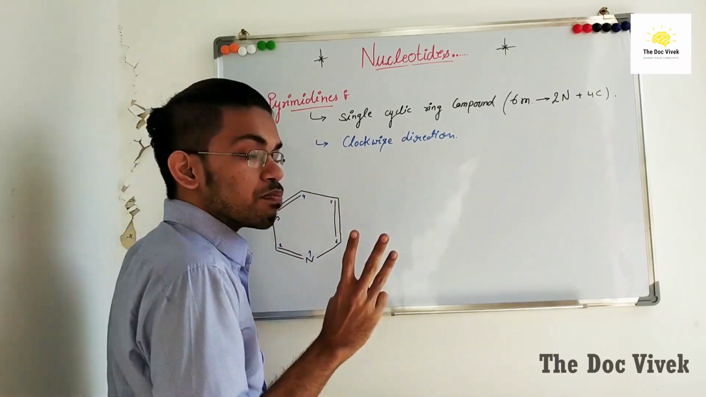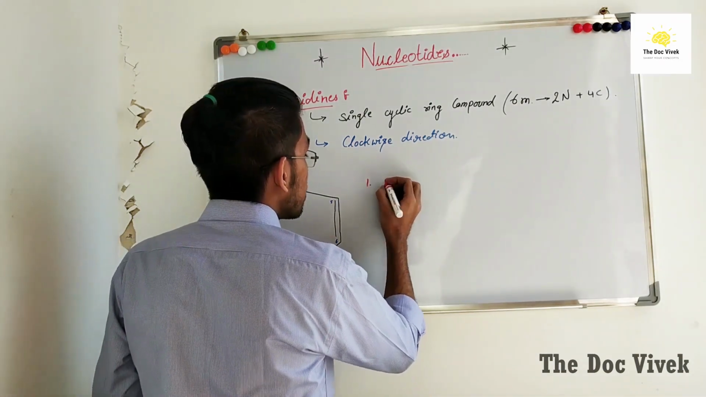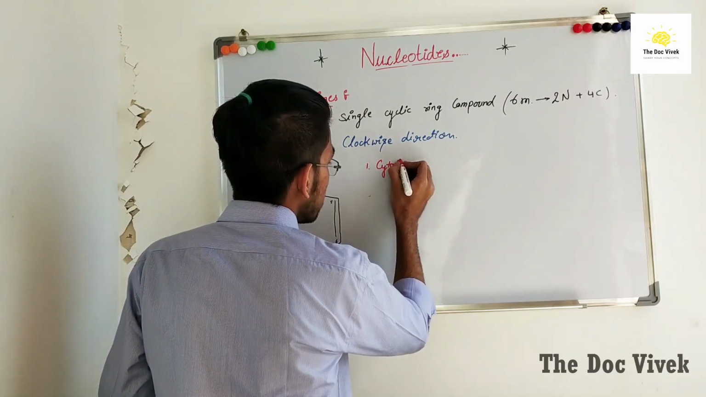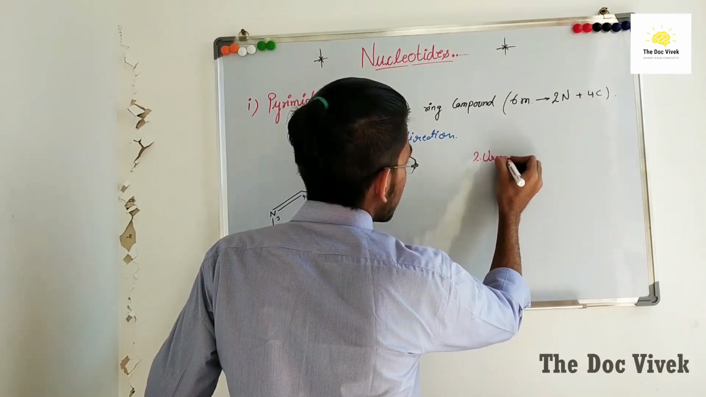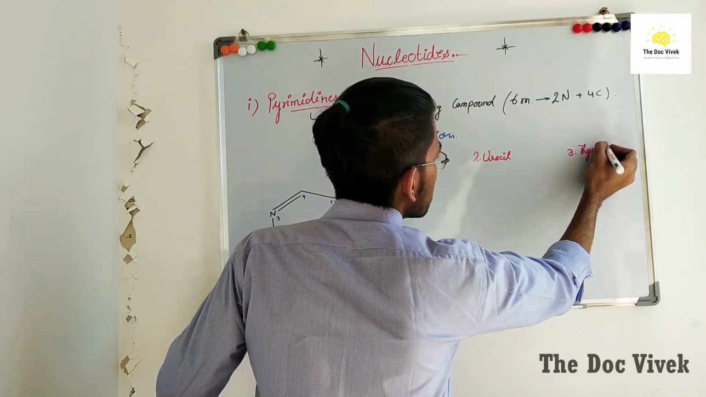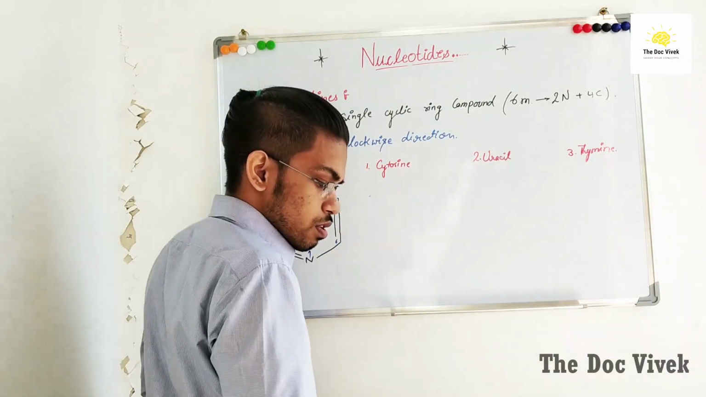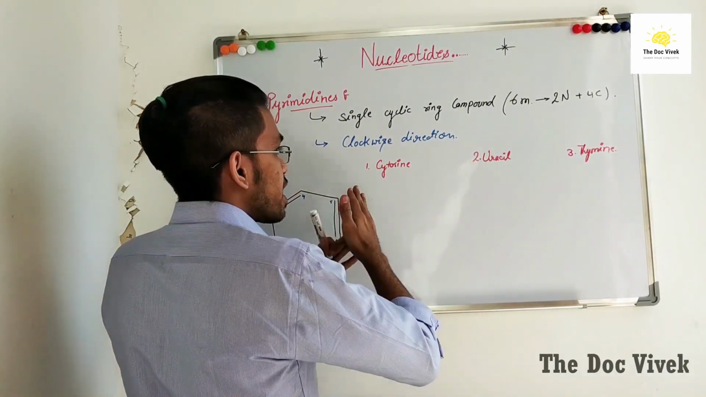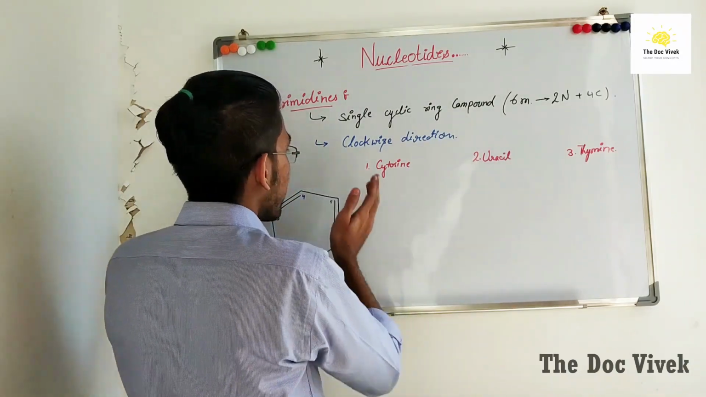So there are three types of pyrimidines. First one is cytosine. Second one is uracil, and third one is thymine. So now try to understand the structure of cytosine. Firstly, we will draw the general structure of pyrimidines.